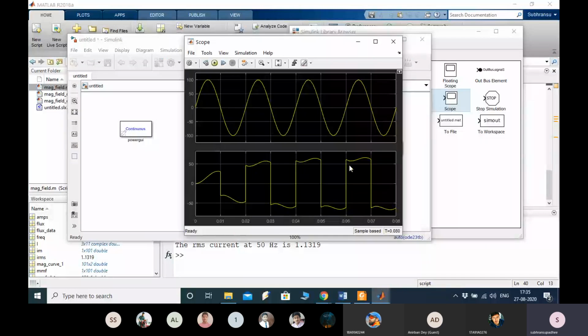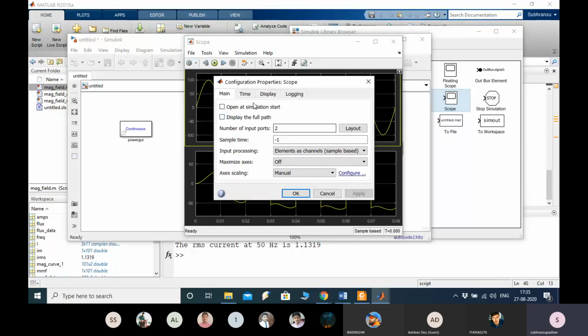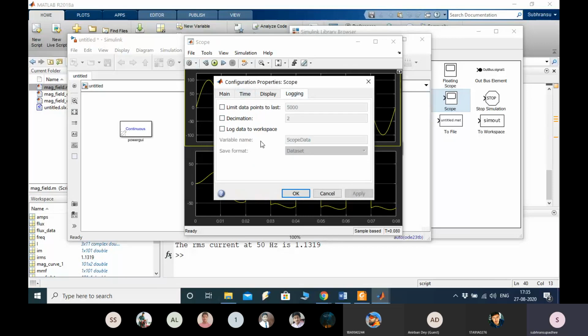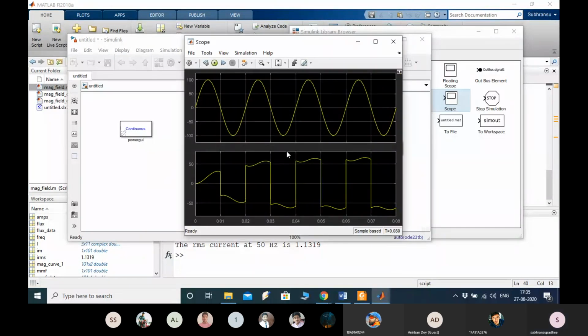Here you can see that whenever the inductance value in the load is increased, the source current changes to a square wave in nature. What you can do over here is Fourier analysis, by going to log data, structure with time.